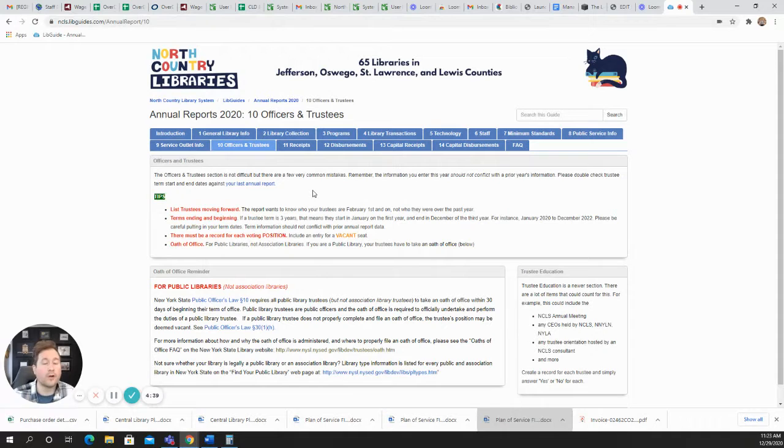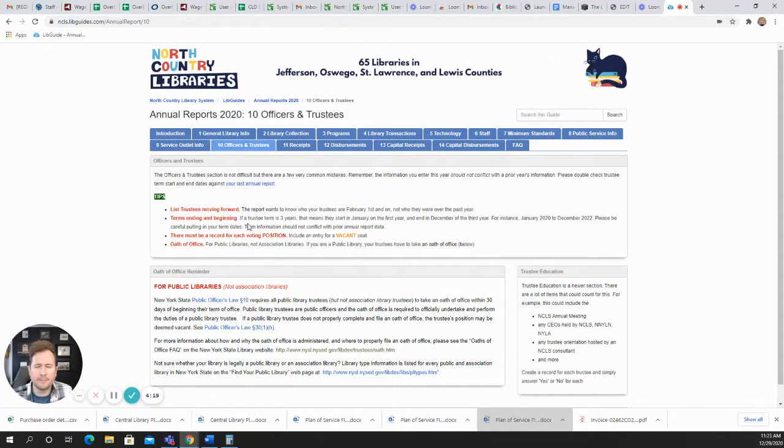The report doesn't want to know who your trustees were in the previous year, unlike a lot of the other data on the annual report. It is more useful for the state and for systems and everything to know who your trustees are moving forward. So as of February 1st and on, who your trustees were are going to be in the future.